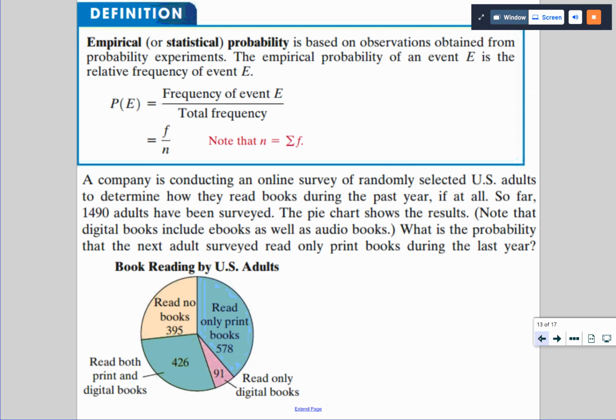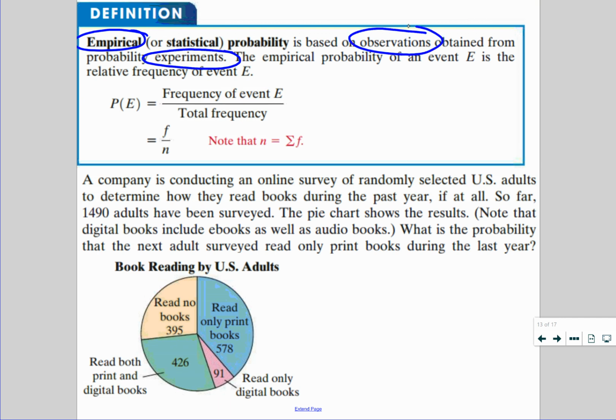The next one is called empirical. Empirical is based on an experiment; it's easy to remember, they both start with E's. An experiment is a loose term. It could be based on observations or survey results, but it's based on previous data that has been collected in some way. The calculation is still the same: what we want to happen divided by how many there are total. It's just based on previous data.